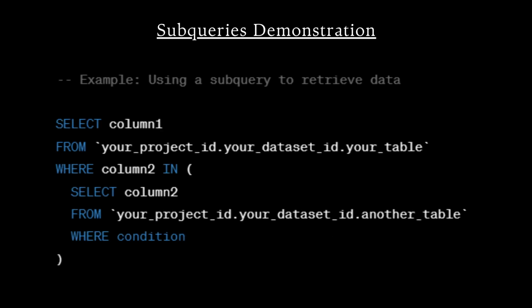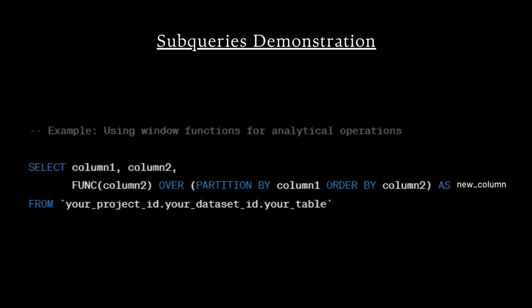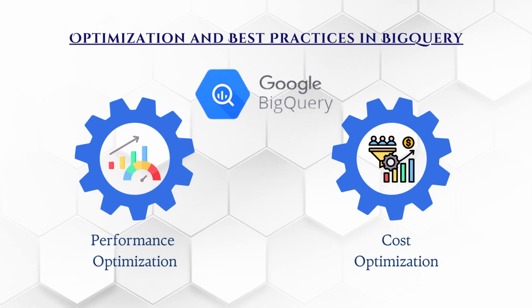Now, let's explore subqueries. Nested within the main query, they extract specific data, offering a dynamic way to approach complex datasets. Lastly, window functions. These analytical tools operate over specific data partitions, allowing us to perform advanced calculations for deeper insights. Optimization and best practices in BigQuery.